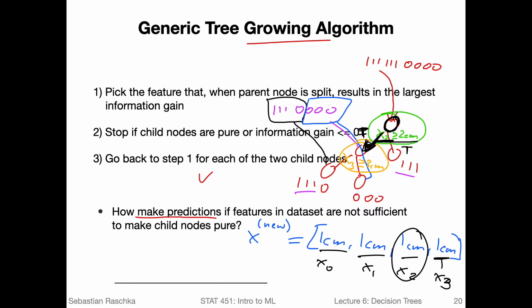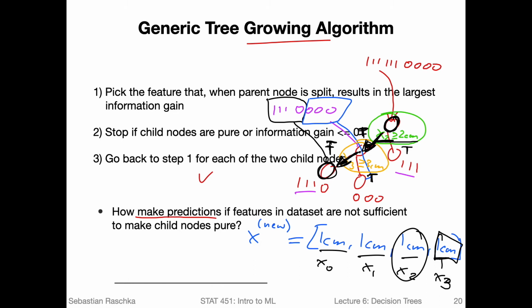And then the next question is: is x3 greater than 3 centimeters? If I look at this value here, again, this is not greater than 3 centimeters. Let's say the left hand side is false and the right hand side is true. So again, we would go here to the left hand side.